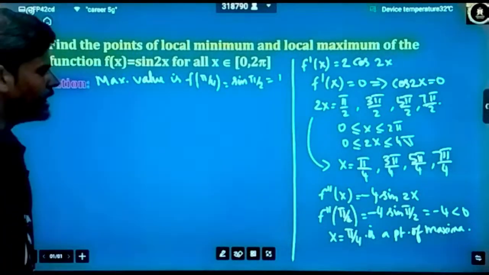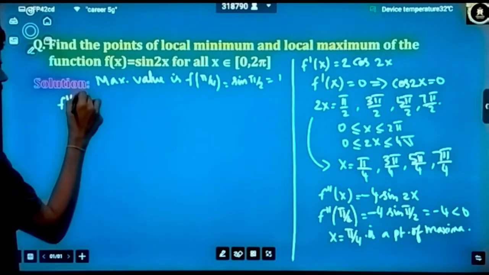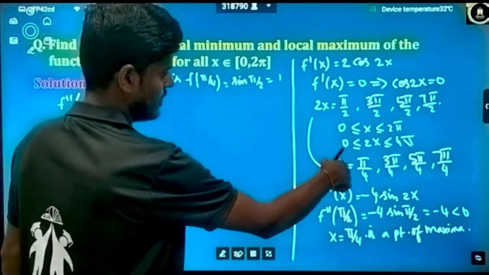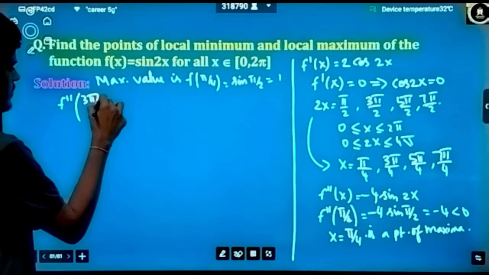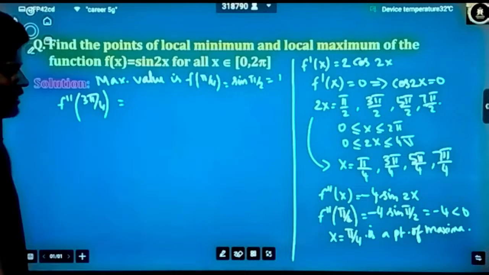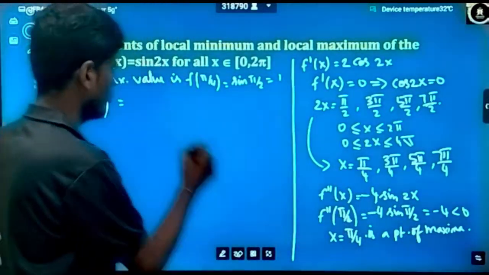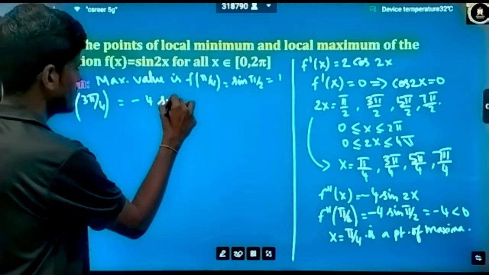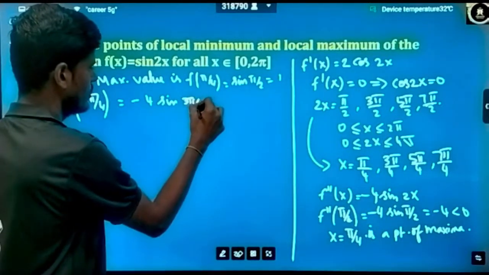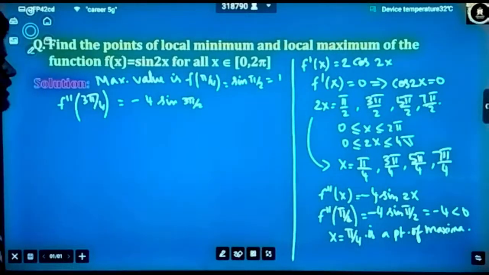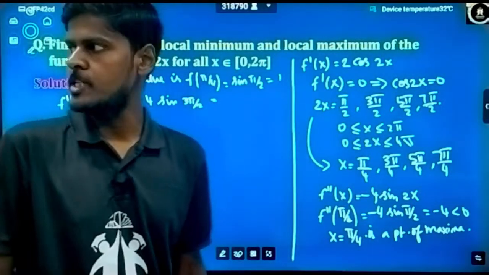Similarly, we have to solve for other cases. Now what will be f double dash of the next value, 3 pi by 4? That is equal to, what is f double dash? This function is minus 4 sine 3 pi by 2, since 2x is 3 pi by 2. And what is sine 3 pi by 2? Sine 270 is minus 1.